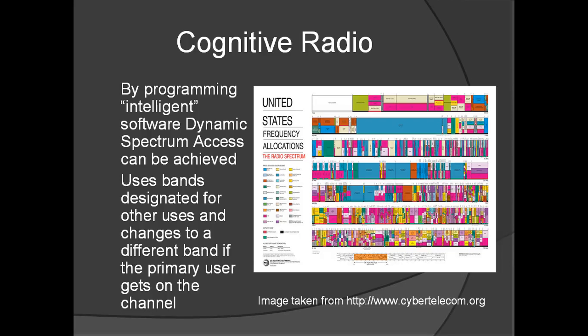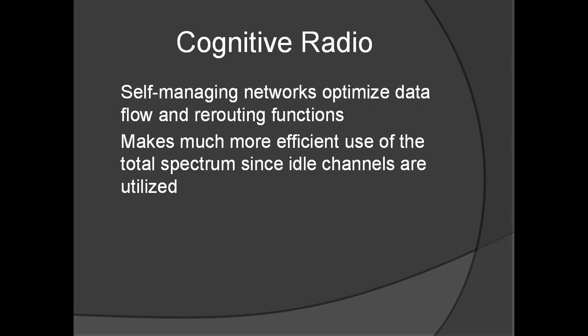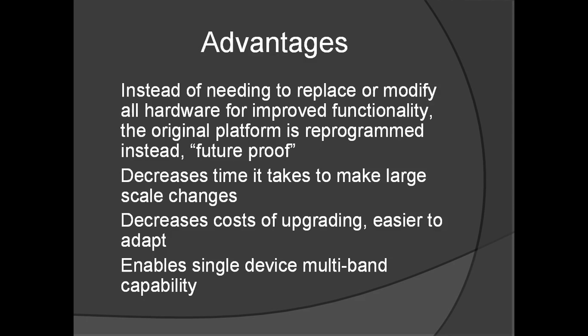So the purpose, or the hope, of cognitive radio is to be able to exploit those idle times in those bands and use them, and then when the primary user of that band arrives, they will vacate and find a new band to transmit in. The networks are self-managing to optimize data flow and rerouting functions. This setup makes much more efficient use of the total spectrum, since idle channels are utilized.